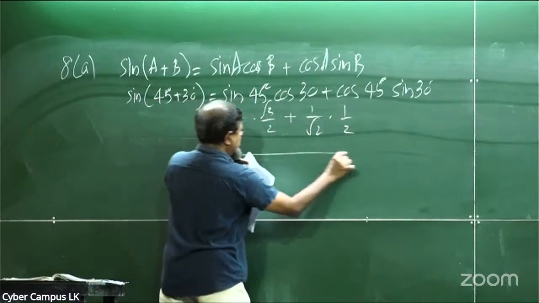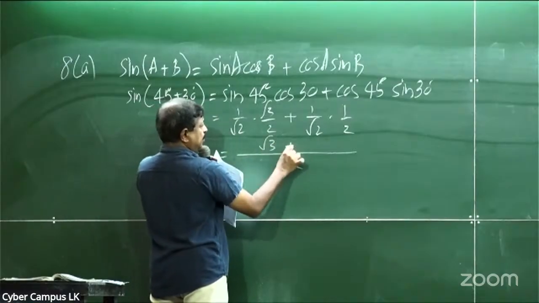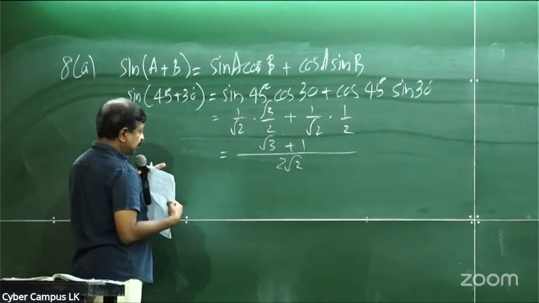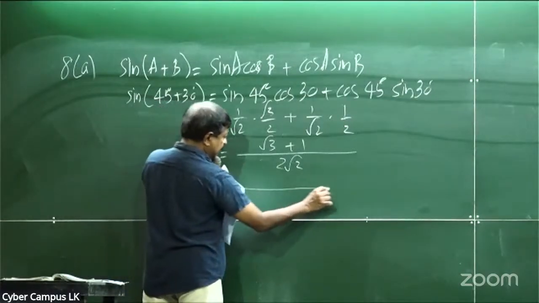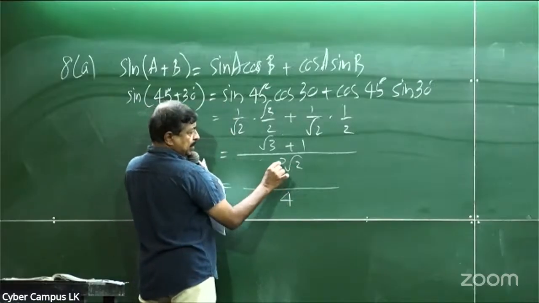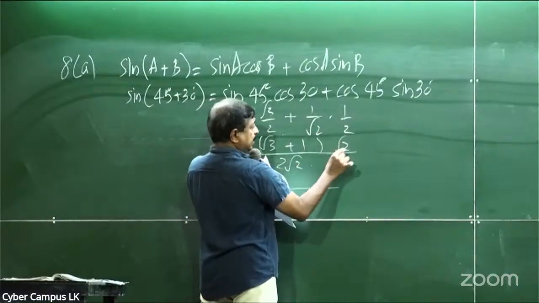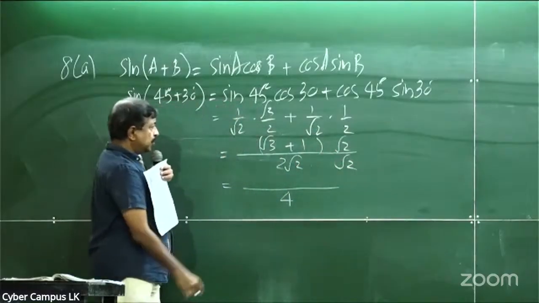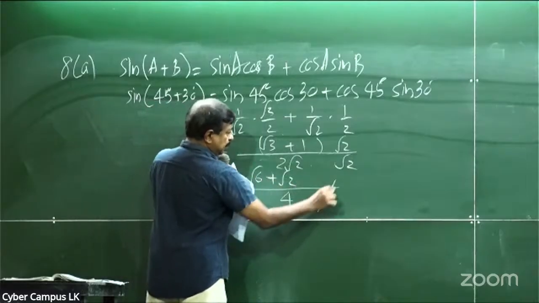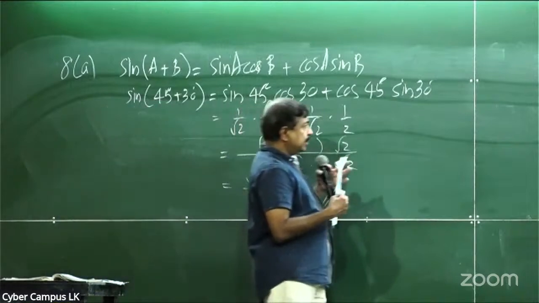So you can take the common denominator as 2 square root 2. Now you need 4 in the downstairs. So multiply both upstairs and downstairs by square root 2. So it will be 4, right? 2 times square root 2 times square root 2. Like this. So upstairs you get square root 6 plus square root 2. Then we have to find this.